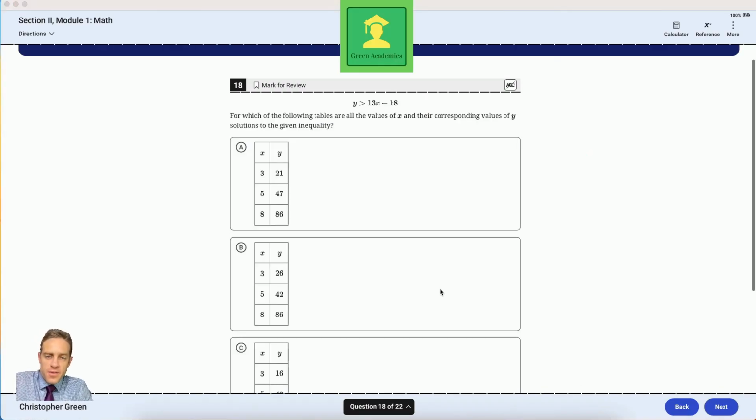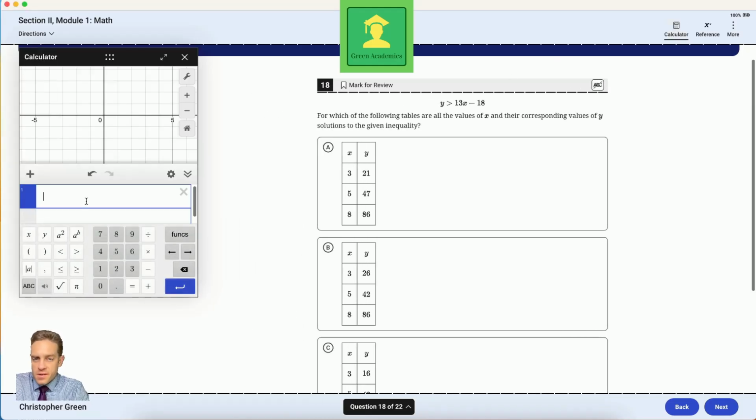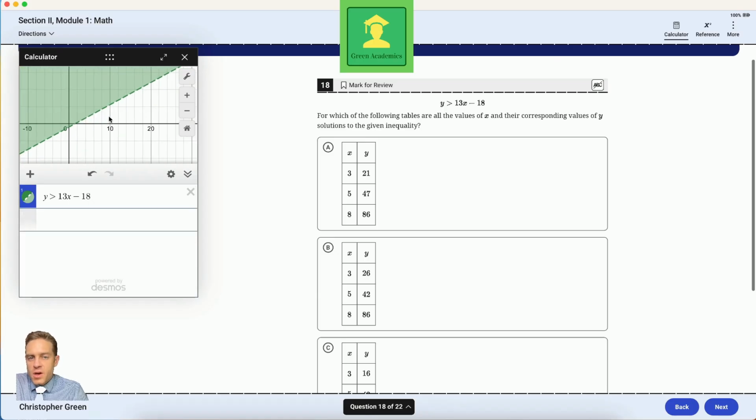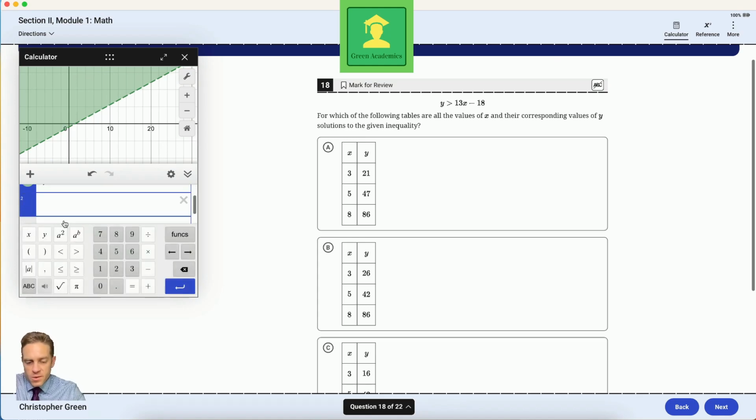Y is greater than 13x minus 18. You could easily get Desmos to help you with this. So you can enter and graph the inequality, although that itself is kind of hard to look at exact points. What you're probably going to want to do is plug it in as a function and use the table.